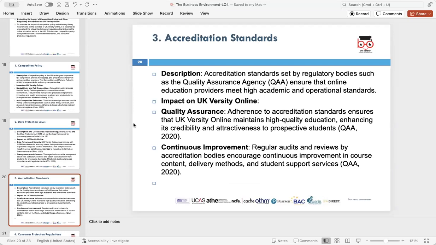Accreditation standards. These standards set by regulatory bodies such as the Quality Assurance Agency ensure that educational institutes meet various academic and operational criteria. Accreditation serves as a quality assurance mechanism, validating that institutes like UK Varsity Online adhere to high standards in delivering education.